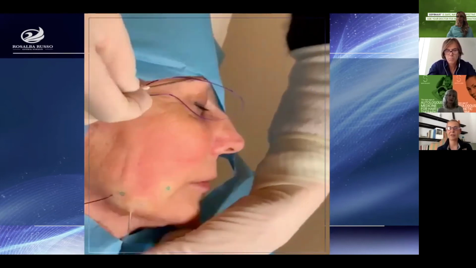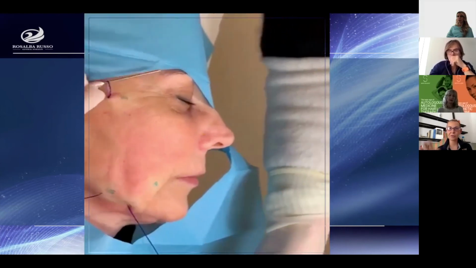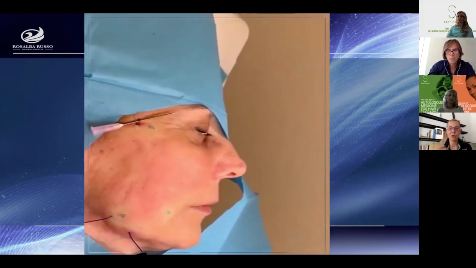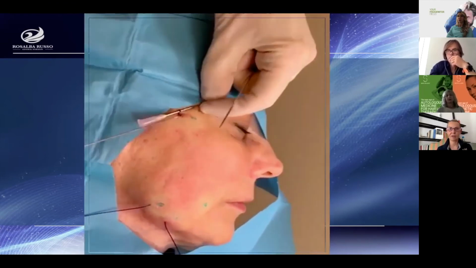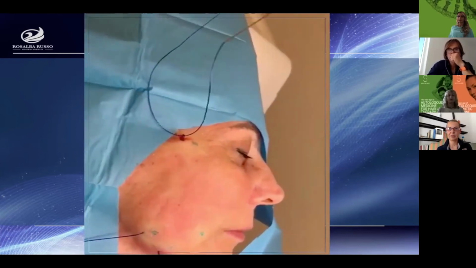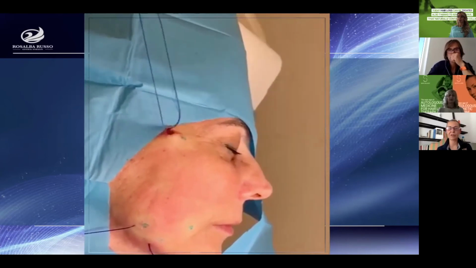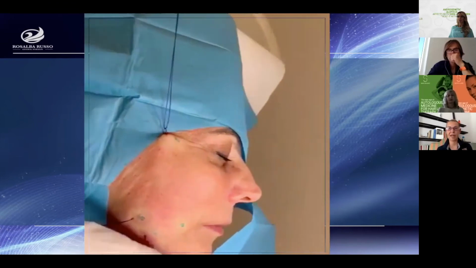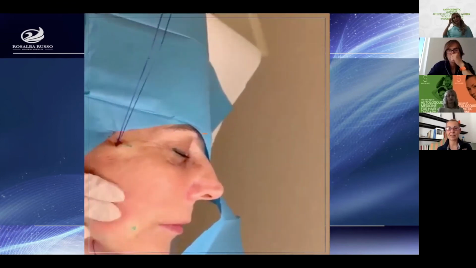I put the needle to avoid losing my threads. And then I pass through the loop with another thread and anchor. I'm anchoring in the temporal area. Pass through, as you can see. In the same way, with just one entry point, you put the two threads, and you can have a good tightening of the jawline with a good anchoring in the temporal fascia.